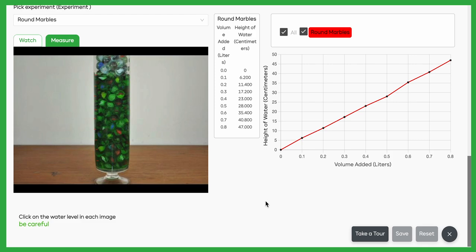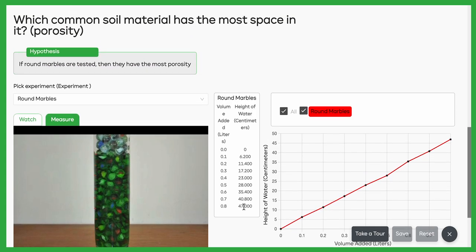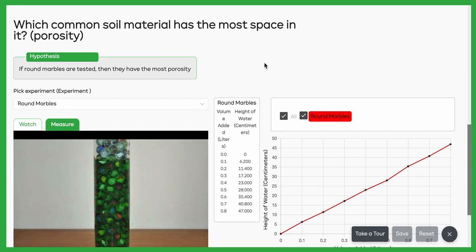Now, in other words, the higher the water goes, the less space there is in between the marbles. The lower the water goes, the more space. So the water didn't go as high because there was more space to fill up. So looking at porosity, you're trying to figure out which of these objects will have the lowest slope or the highest porosity. Learn more about the space between common soil material objects in this lab about porosity.